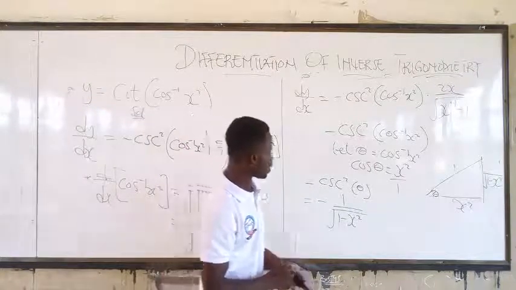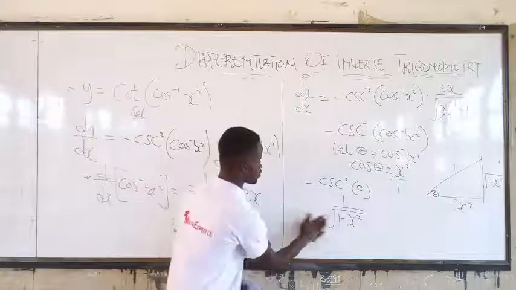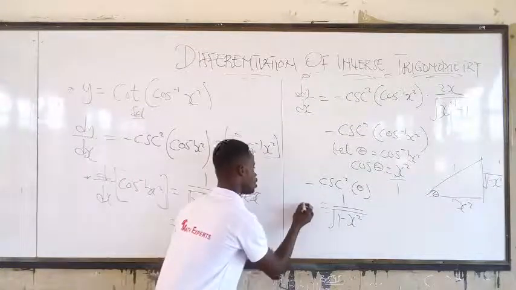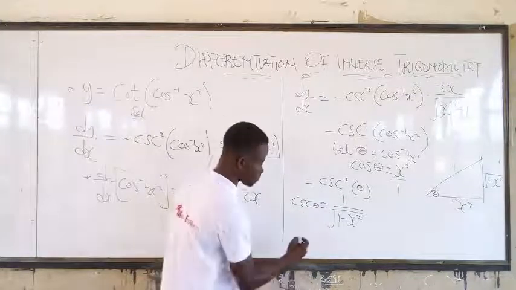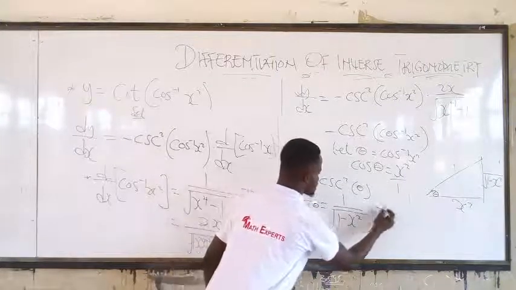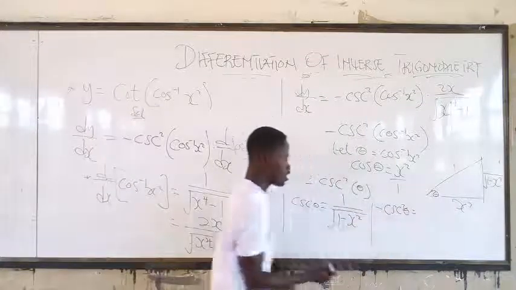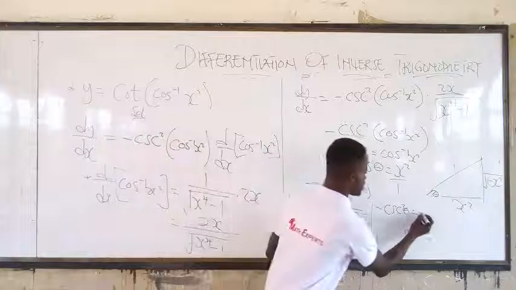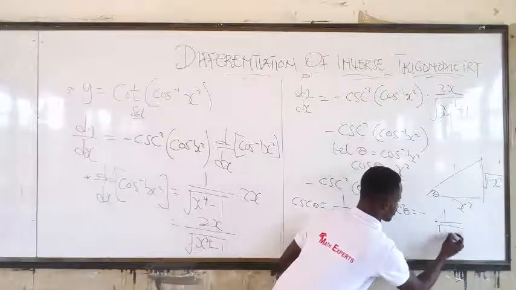Alright, so now what we have here is cos theta. To get negative cosec squared theta, we are going to do it this way: bring the negative, repeat the cosec.